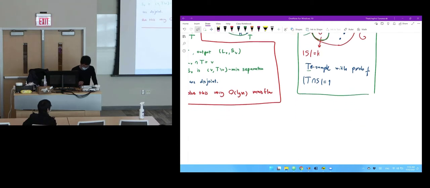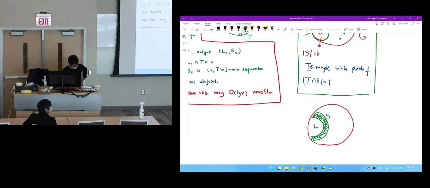So in the vertex case, now suppose that the graph is like this, and let's say that this is a cut, and this is the min separator S.